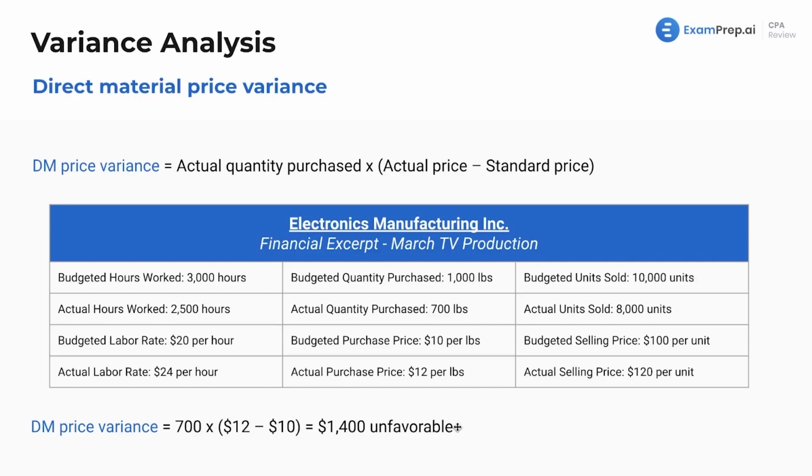Great start to running through these. This is the direct material price variance, a very common one. It could also be called the direct material rate variance or spending variance. Those are other names for it, but it's the direct material variance for the dollar amount that you purchased them for.